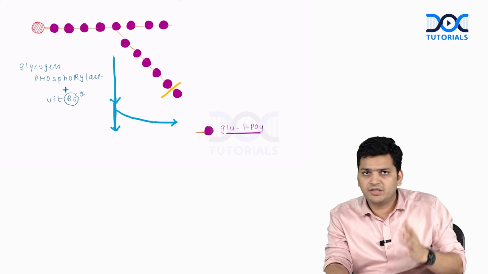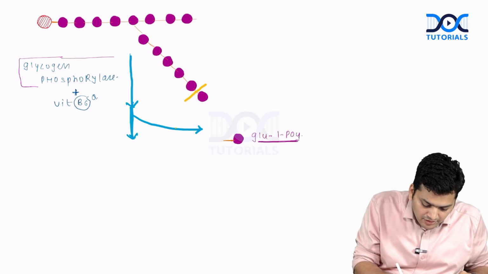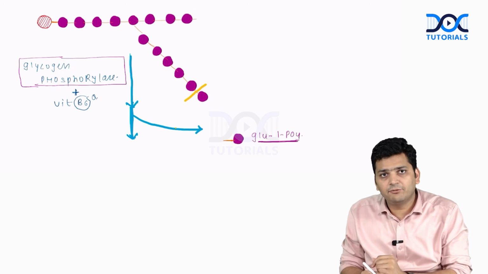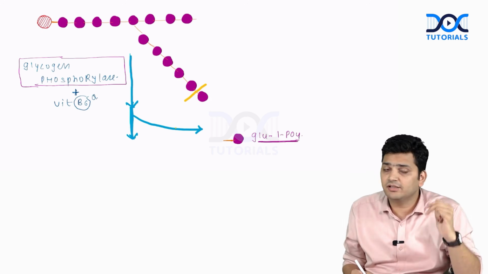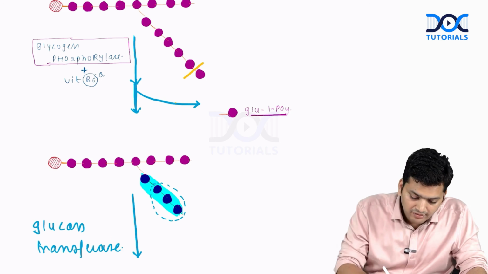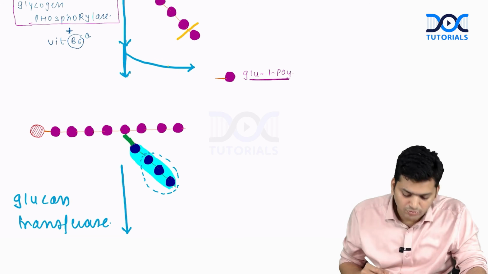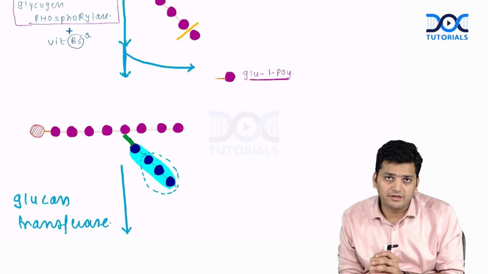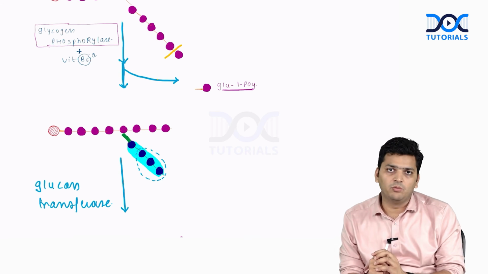I will tell you what is going to happen with this glucose 1-phosphate in a while, but let's do this continuous cutting. So glycogen phosphorylase is the main enzyme that is going to cut the glycogen. It will cut the first glucose from the end, then the next glucose, then the next glucose. It will continue the cutting till the point where 4 glucose molecules are attached from the branching point. If 4 glucose molecules are attached from the branching point, now the glycogen phosphorylase cannot cut anymore.